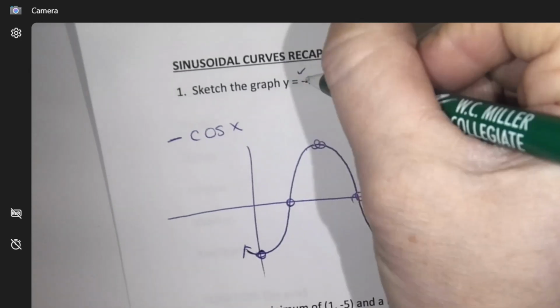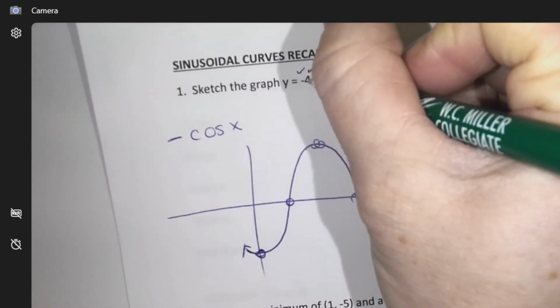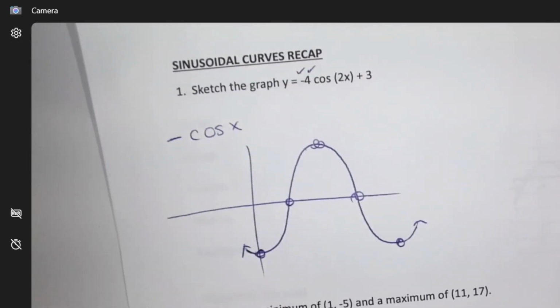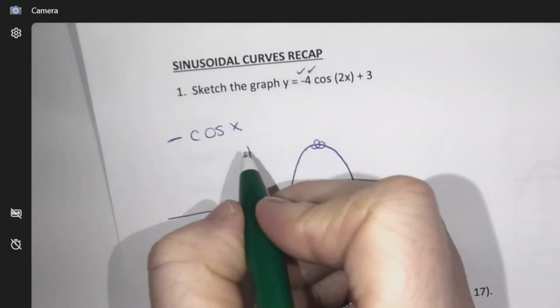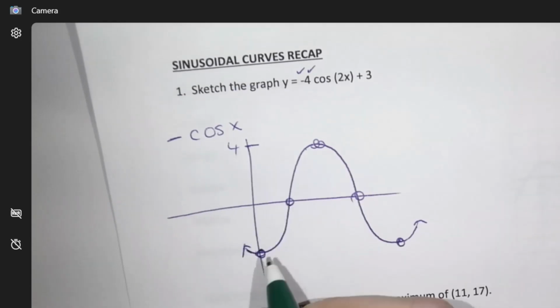Now I'm going to do the 4. So what do I do to this a value of 4? How does it change this? It is a vertical stretch. So I'm done the a. It just makes the amplitude 4.